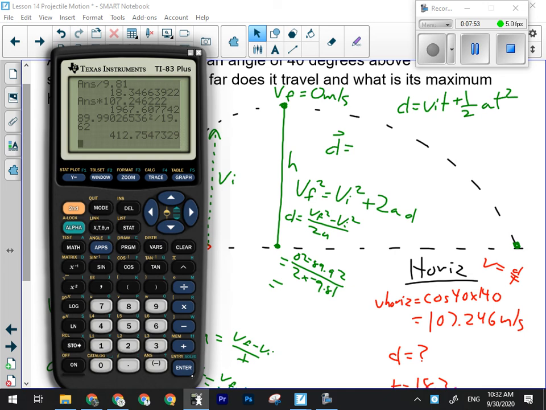squared. So if we do that, we're going to take our 89.99026536, and we're going to multiply that by the 18.34663922, and then add that to 0.5 times negative 9.81 times 18.34663922 squared.